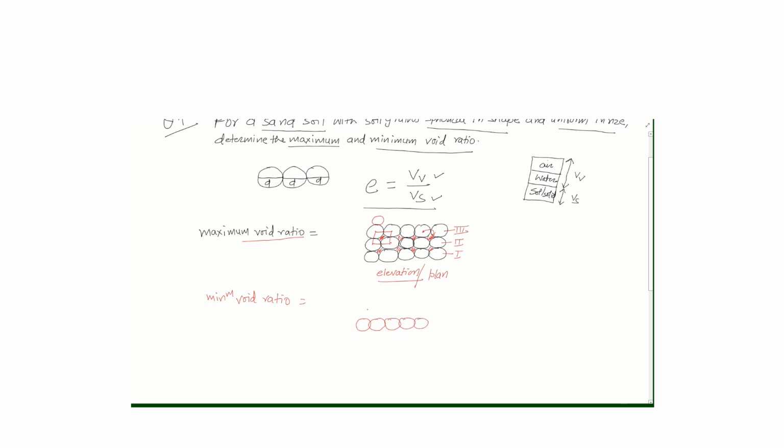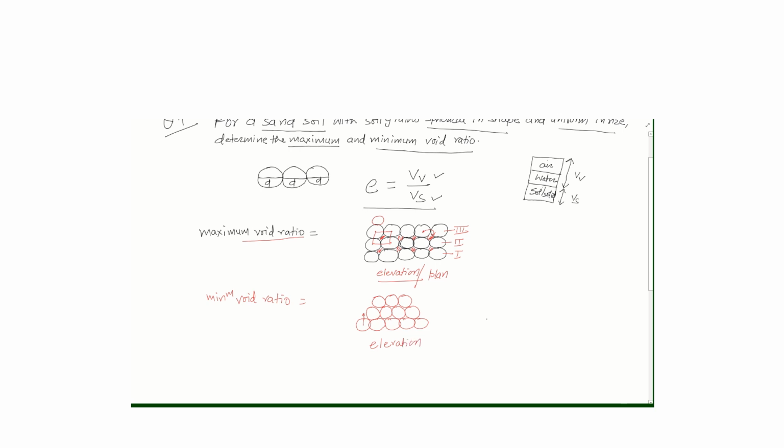Now the second layer will not be just above. When the maximum void ratio is there, the soil grain is just above this one. But in this case, the soil will occupy the void space. Like the second layer will be at this position. And where will the third row be? The third row will occupy these positions. So in this configuration you will find that the void ratio is going to be the minimum. Okay, so this will be in elevation.